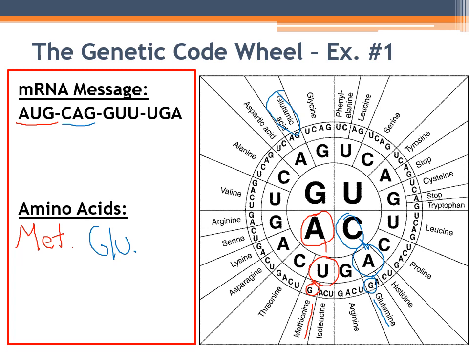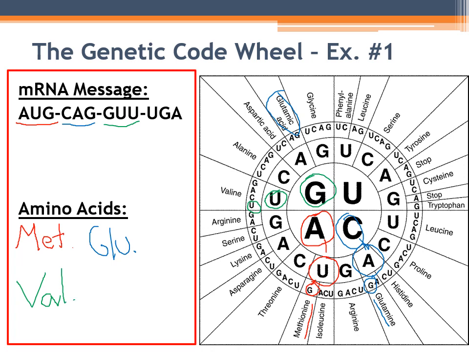Okay, our next one is GUU. So I start with G, that's the first letter in my codon, and then I go to U, and then I go to U, and so I'm going to put in place here a valine, VAL.